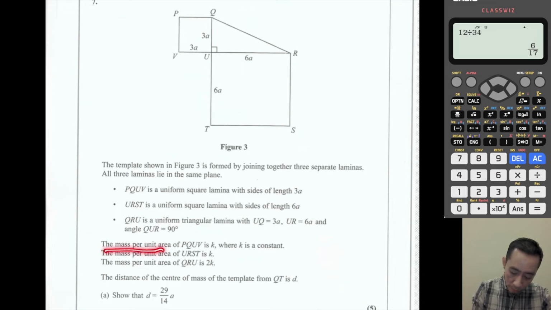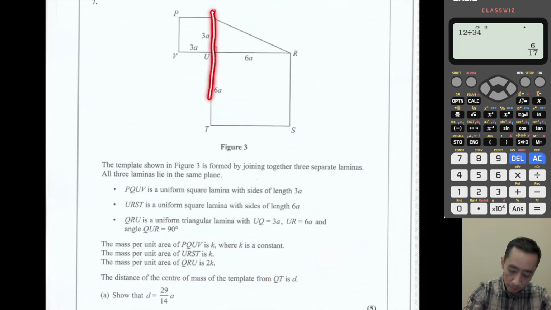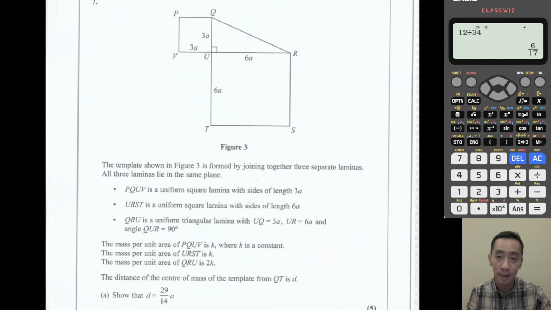The mass per area is K for PQUV. URST is the same, K, the mass per unit area. The mass per unit area for QRU is 2K. The distance of the center of mass of the template from QT is D. QT is here. We are asked to show that D is 29 over 14 A.